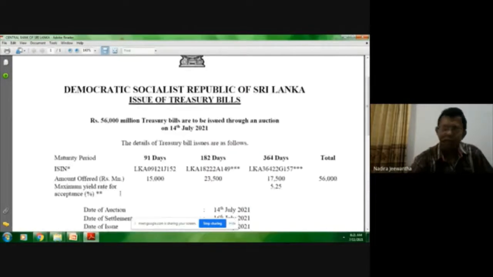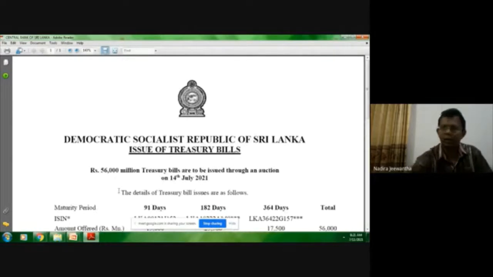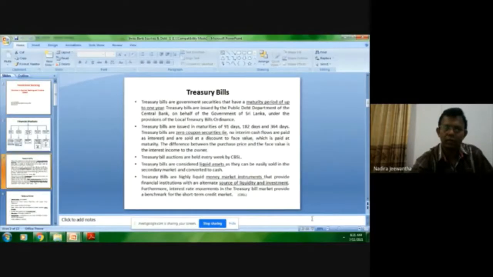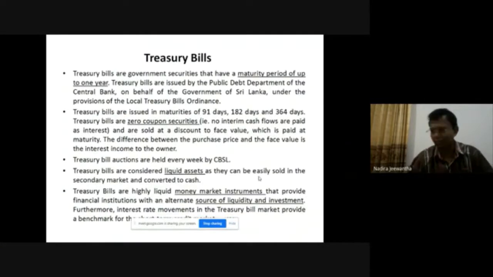Now, treasury bills are basically short term. Why do you say so? 3 months, 6 months, 1 year. So can't you invest in the government long term? Yes, you can. Then what's the instrument we have? Treasury bond. Now treasury bond, remember, initially short term. Now treasury bond is also a money market instrument.